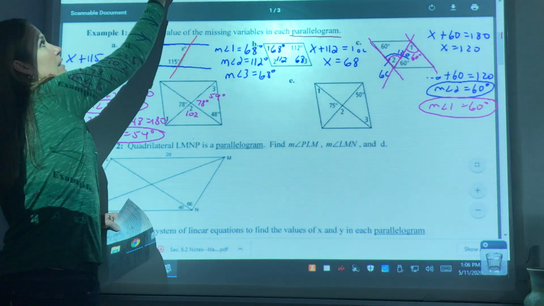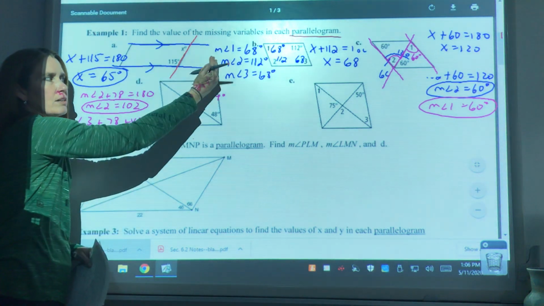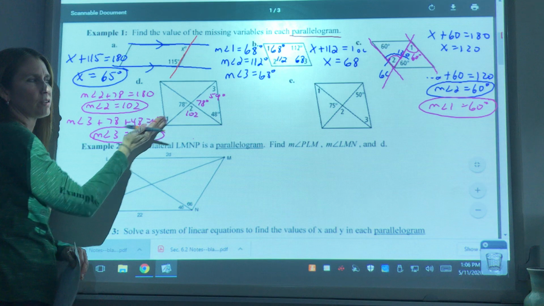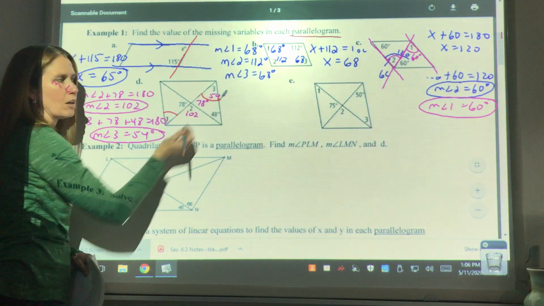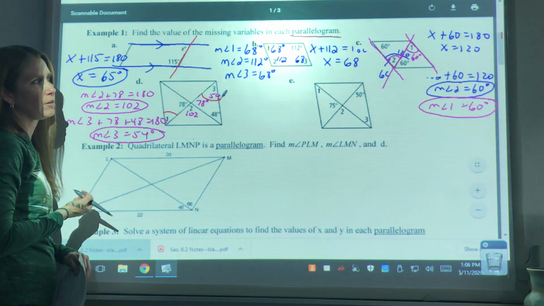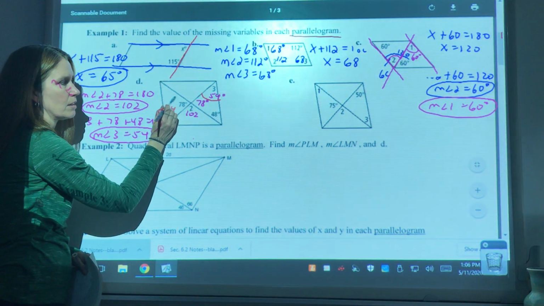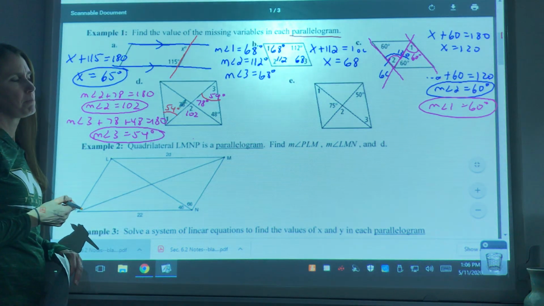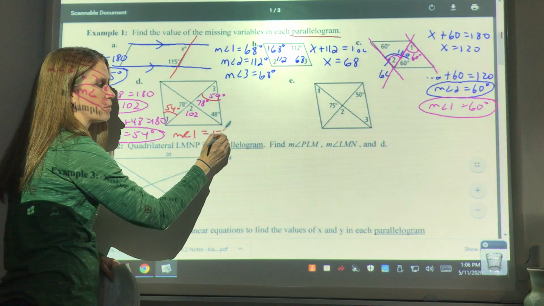All right, from there, let me switch colors here. From there, again, I've got my 2 parallel lines. I've got my transversal. So I know that these 2 angles must be alternate interior angles, so they must be congruent. So if that's 54, then this angle must be 54. Okay, and so I'll go ahead and include that down below here. The measure of angle 1 is 54.